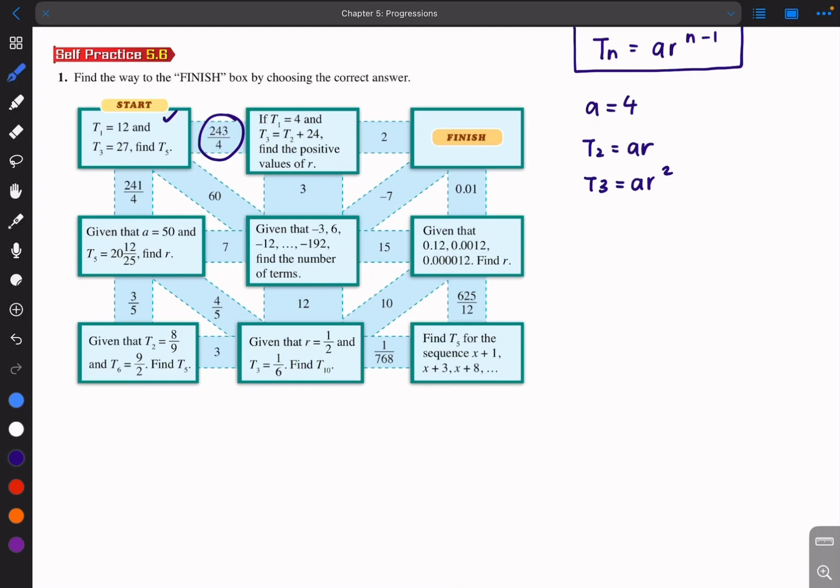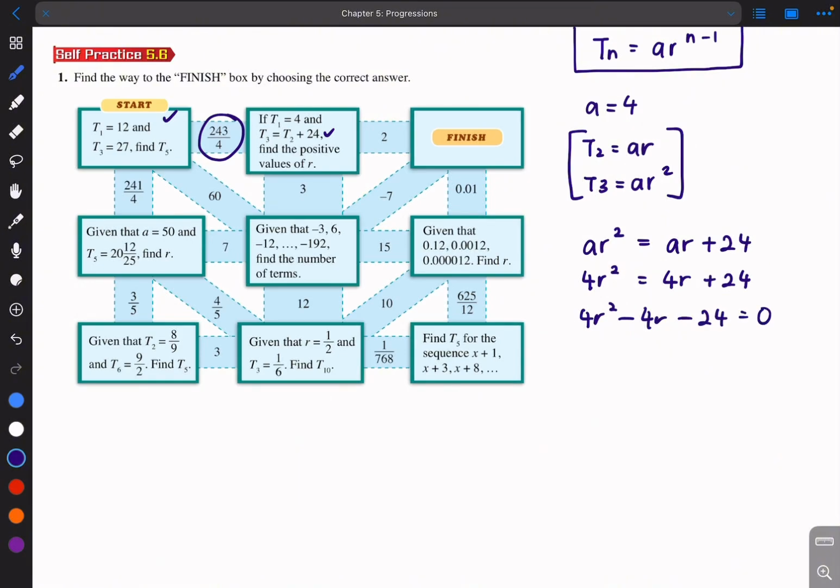Okay. So we can try to fit these two into our equation here. So T3 equals T2 plus 24. Okay, since we know the value of a, we can sub this into here. So we can say 4r^2 is 4r plus 24. Then we bring all of this together to one side. Then we need to factorize. So the whole thing can be divided by 4. So we get r^2 minus r minus 6 is 0.